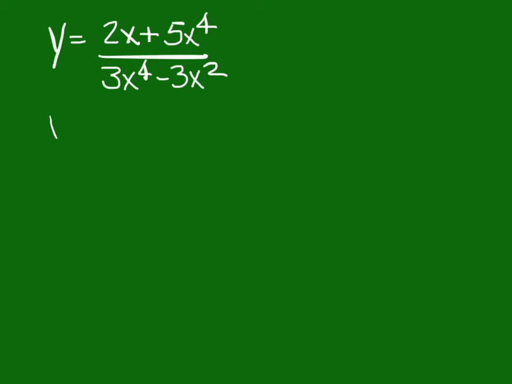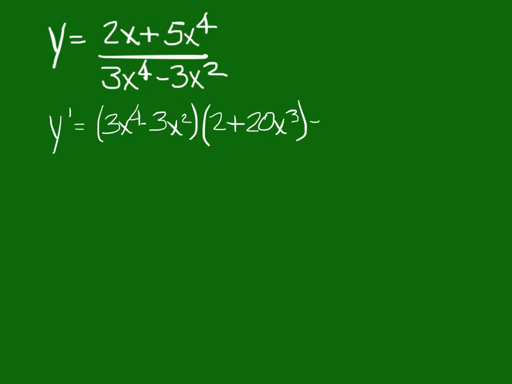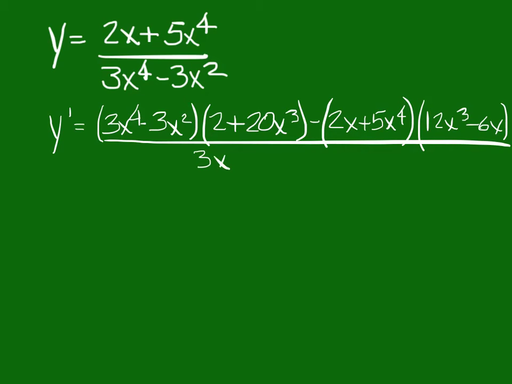For your y prime, you're going to have to start with the bottom first, as it is, 3x to the 4th minus 3x squared, and multiply it by the derivative of the top, which is 2 plus 20x to the 3rd. And then we need the top, 2x plus 5x to the 4th, and multiply it by the derivative of the bottom, which would be 12x to the 3rd, and minus 6x. And of course all of this is going to be over 3x to the 4th minus 3x squared, and that's going to be the quantity squared.